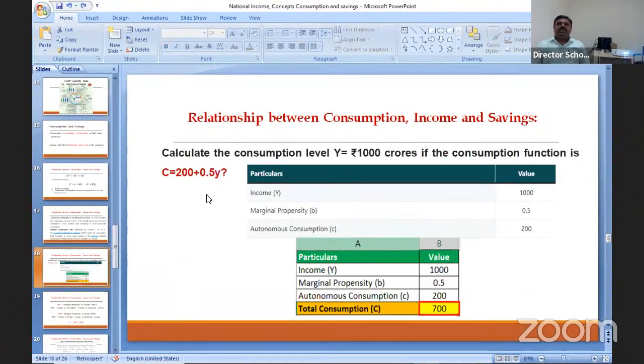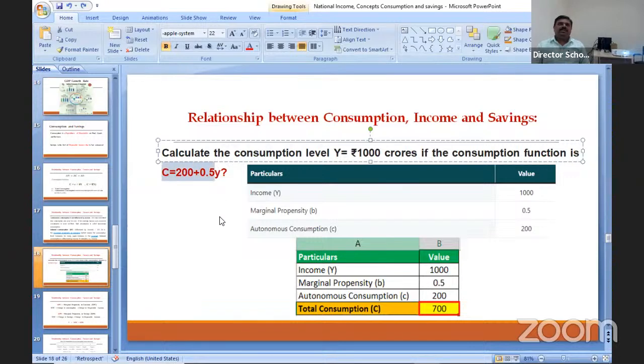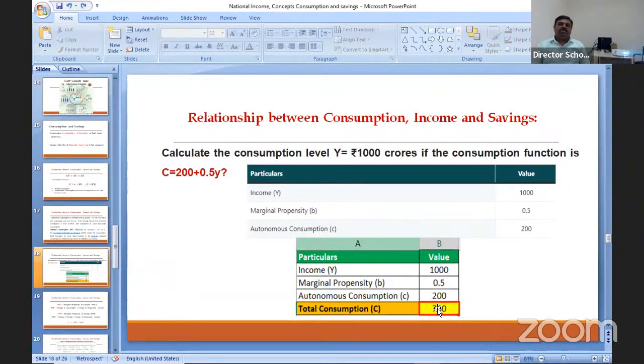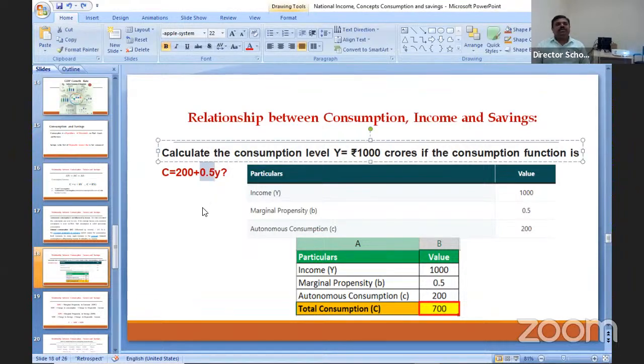I think in the last lecture we discussed that example. If the income level Y is equal to 1000 crore of any country, and if the consumption function is like that, then we get the total consumption as 700 crore. The 0.5 is the marginal propensity to consume. In a nutshell, if the income of a person increases by 1, then the person is ready to consume 0.5 from their income. That is called the marginal propensity to consume.